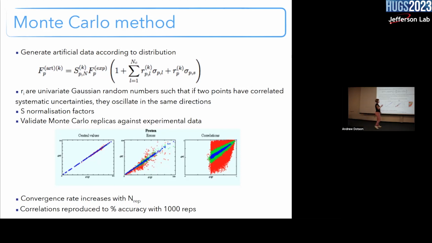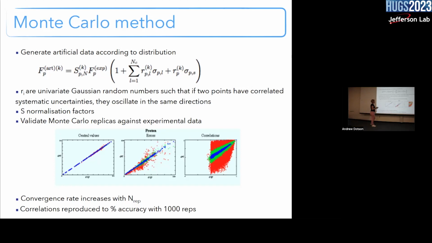And how do you distribute them? You produce them within the uncertainty of the original experimental data, and also if they're correlated, you oscillate them up and down together, or if they're anti-correlated, you oscillate one up, one down. So these are univariate Gaussian random numbers such that if 2 points are correlated, the systematic uncertainties, they oscillate in the same direction. And then you have some normalization factor.